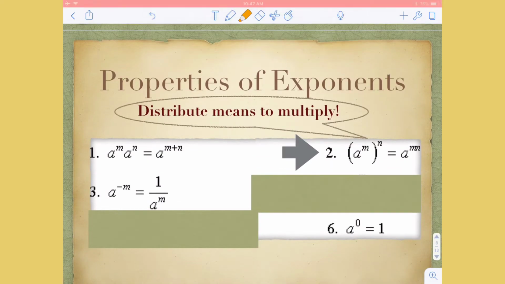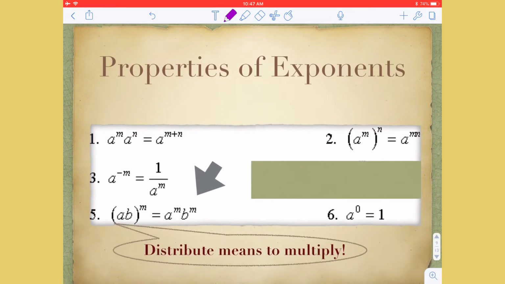When we look at distributing, it means to multiply. So here I have a value inside of parentheses and I have an exponent on the outside. I am going to take that exponent and distribute it to every single thing on the inside, and whenever I distribute, I multiply their exponents together.